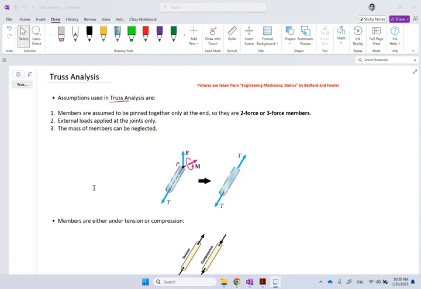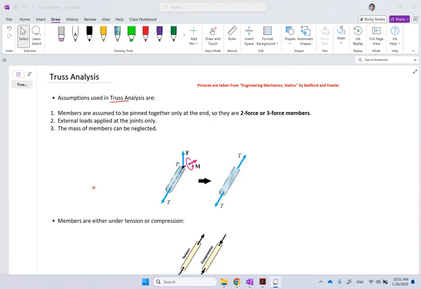And we assume that there will be no big time-varying displacements in the joints or in the truss. So it's just a static deflection. And again, we don't care about deflection, we only care about forces.